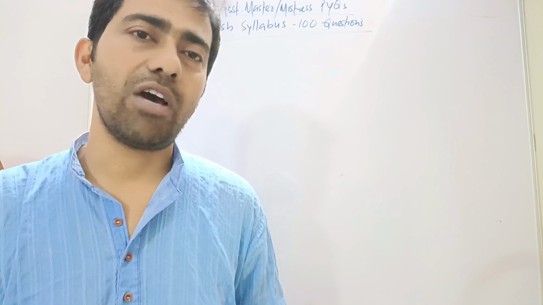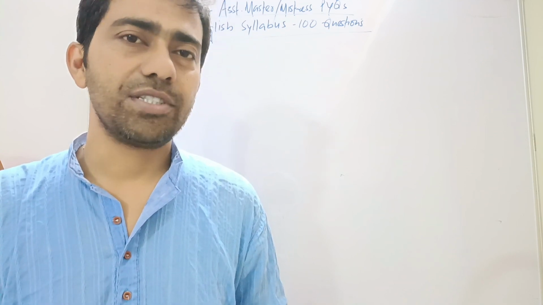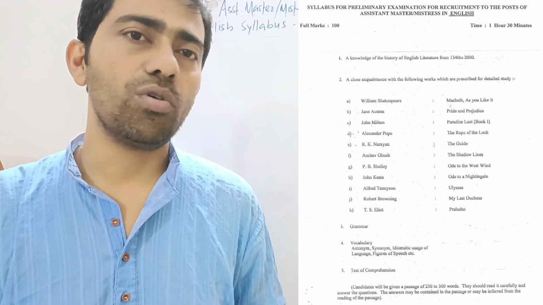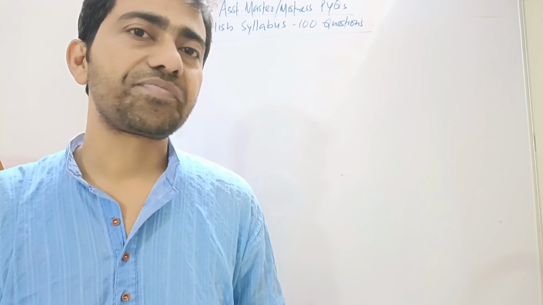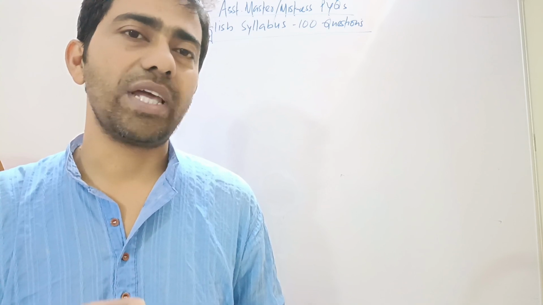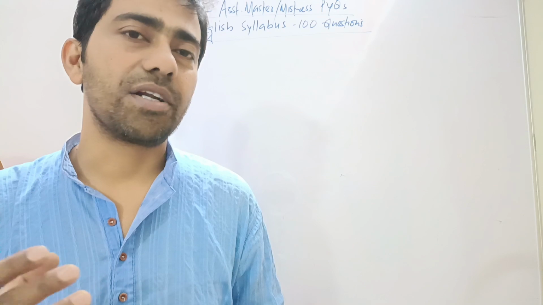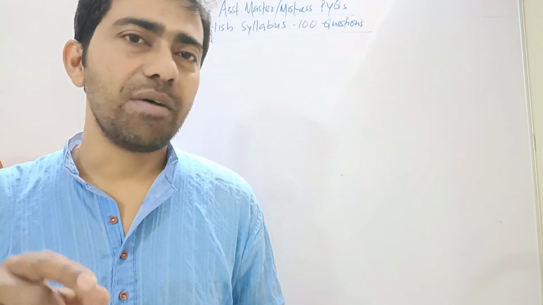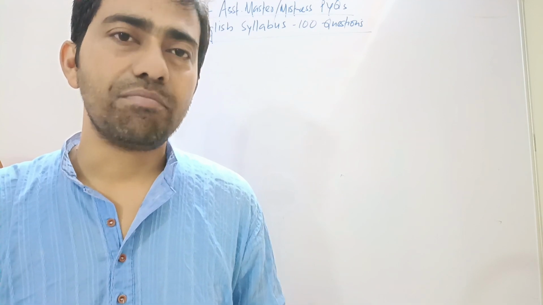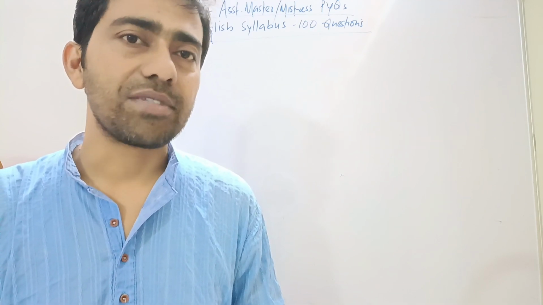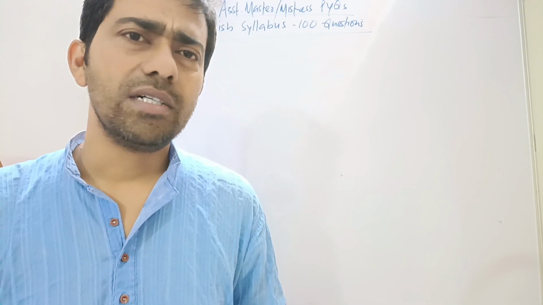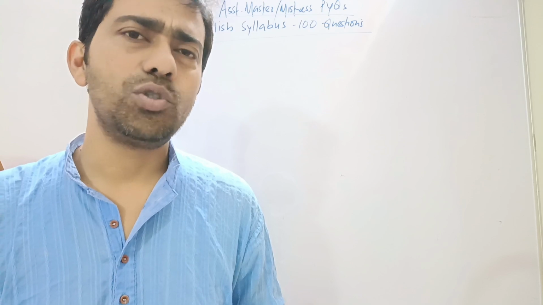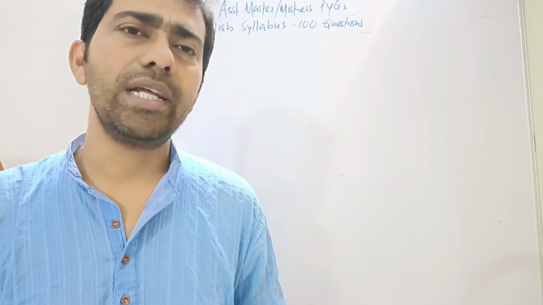Of course, along with this, I will first discuss the prescribed syllabus that you all know, or you have already got from various sources circulating on social media. So this is the main syllabus, 100 marks: history of English literature from 1340, that means from Chaucer's age to 2000, that is the modern and postmodern age.